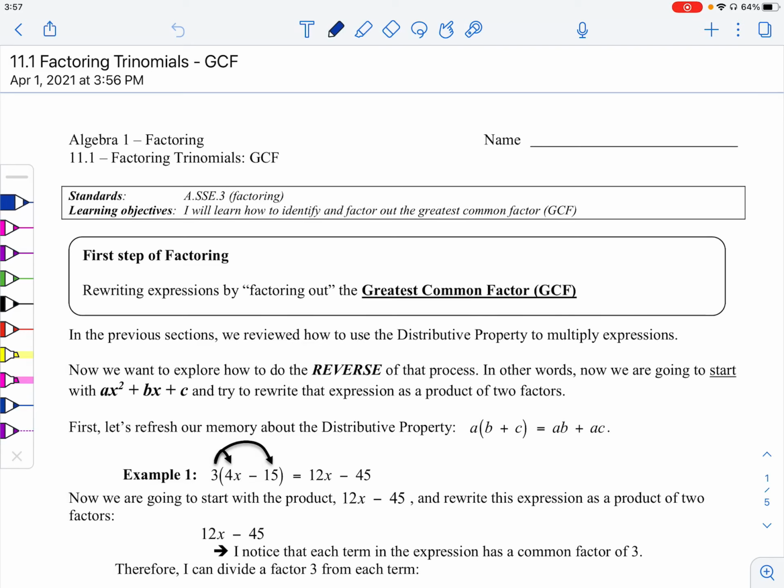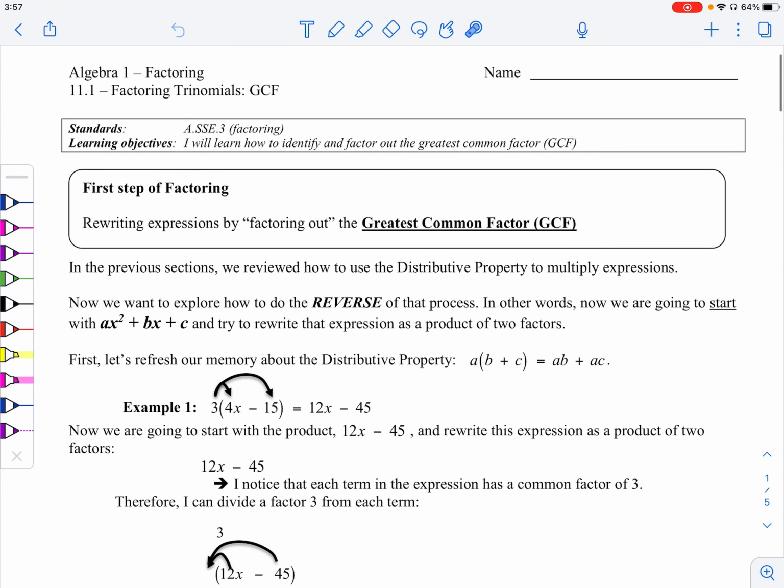Okay, welcome everybody. This is 11.1, factoring trinomials. So now we went backwards from multiplying, right? The first step of factoring is what's called factoring out. We're going to factor out the GCF, the greatest common factor. Basically, what we're doing is reversing what we did with the distributive property. So it's the reverse of the distributive property.